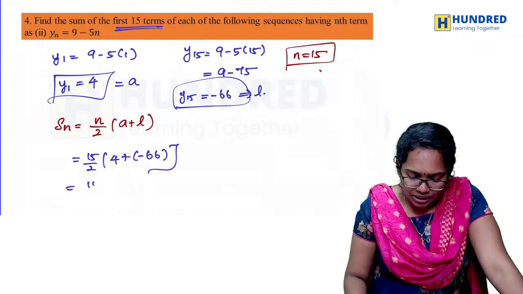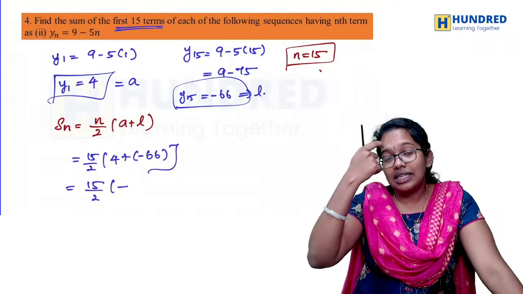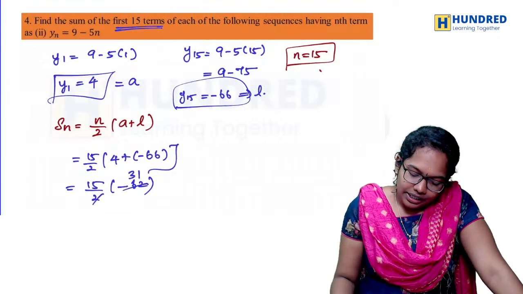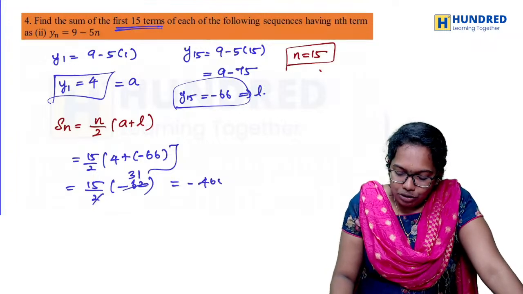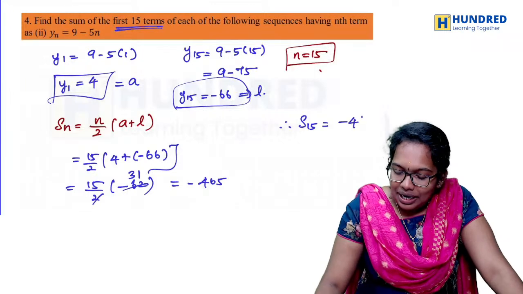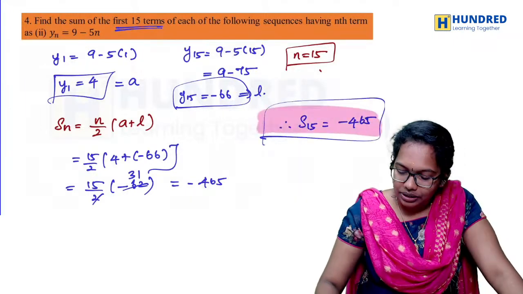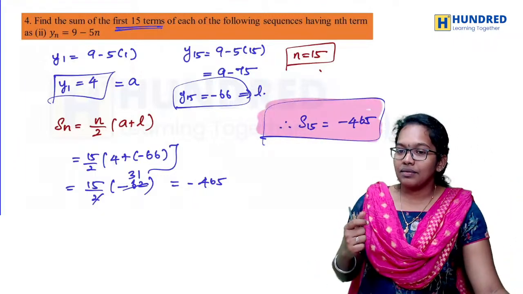So this is going to be 15 divided by 2 in the bracket. On subtracting, you will be getting minus 62 over here. On cancelling, you will be getting minus 31. So 15 into minus 31 will give you minus 465. Therefore, y15 value is minus 465, and this is the final answer. Okay, do you guys understand this? Yes or no?